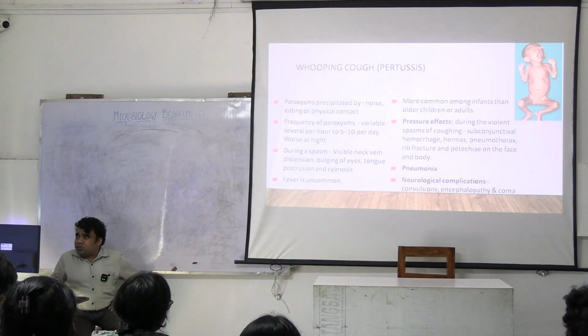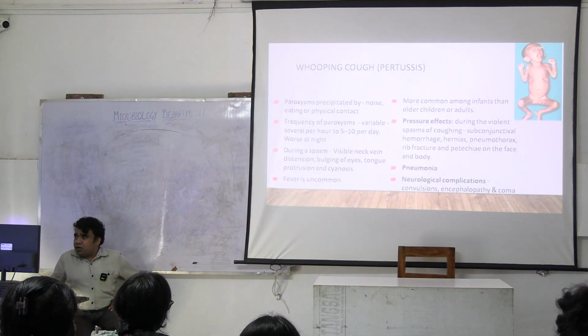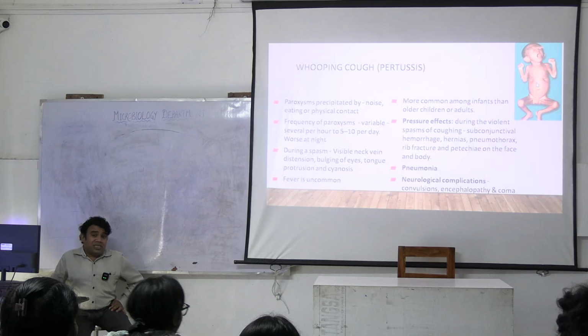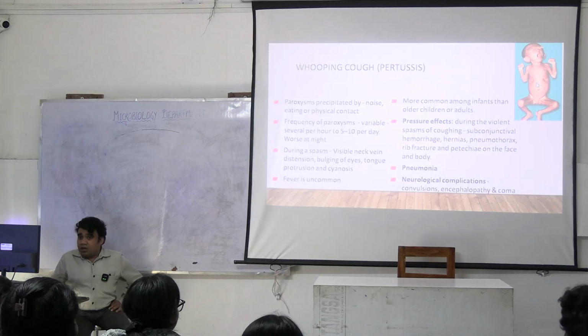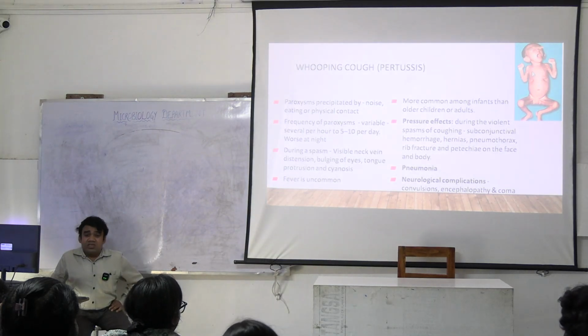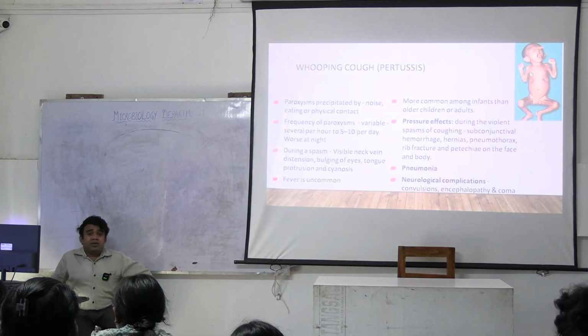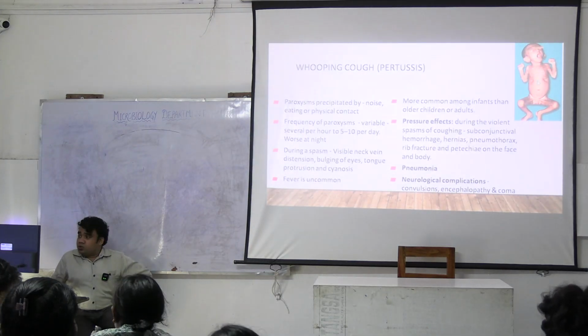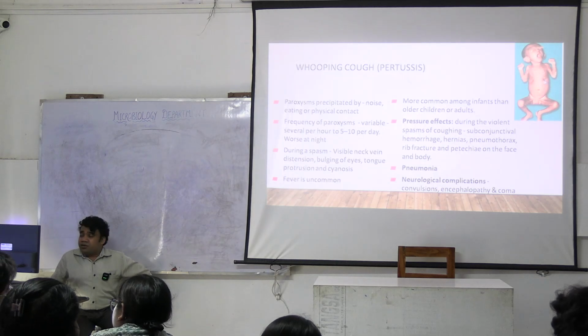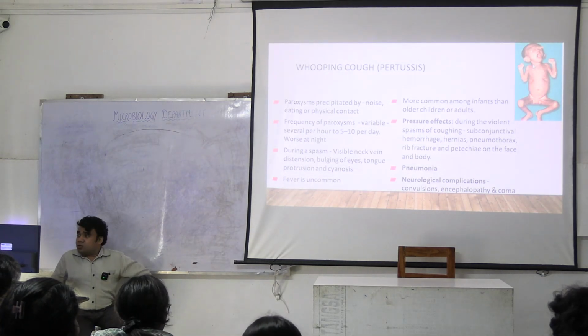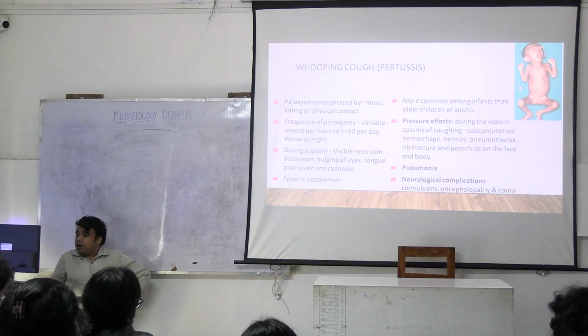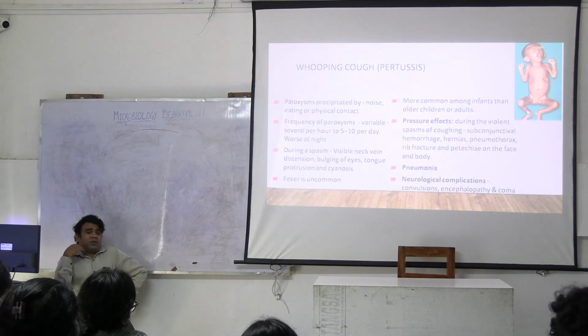Now if you look at this picture, this is a very small child with pertussis. You can see the child is coughing and the child is using the accessory muscles of respiration. You can see there is invagination in the thoracic cavity with accessory chest muscles being used. You can see retraction in the subcostal spaces and even in the supraclavicular region also.